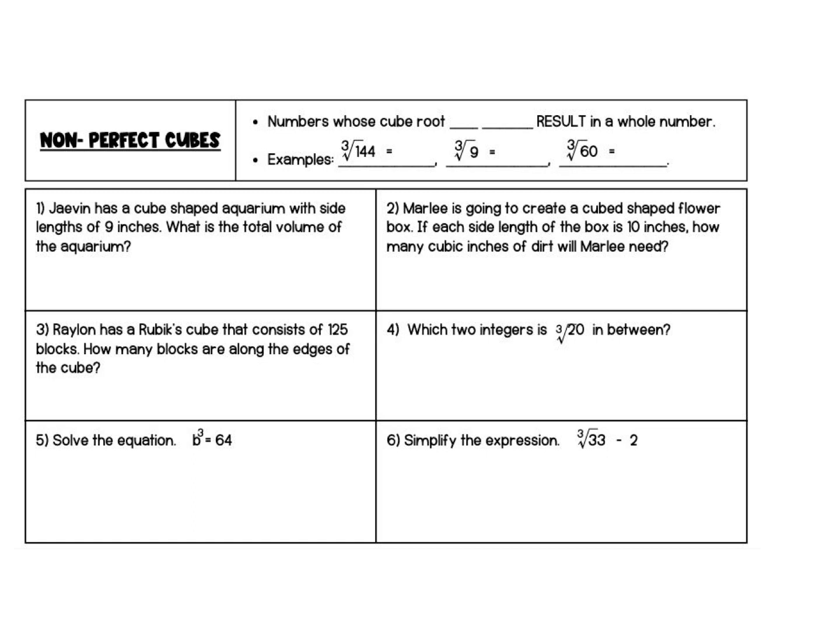So moving on with our note page, let's talk about non-perfect cubes. This is like if I took a cube root and I got that decimal. We were doing that yesterday. So numbers whose cube root does not result in a whole number is what is called a non-perfect cube.